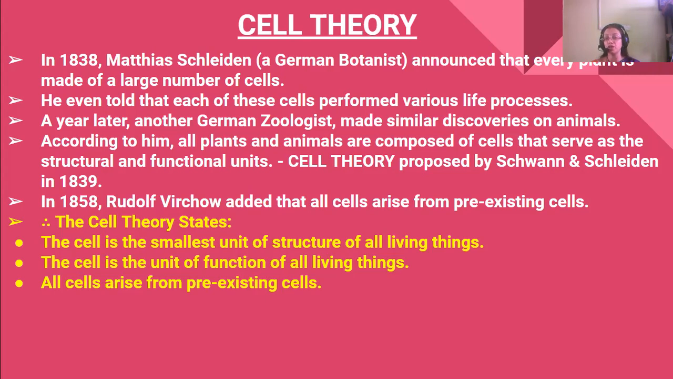In 1858, Rudolf Virchow added that all cells arise from pre-existing cells. Okay, so pre-existing cells are there, and from them new cells arise. So the cell theory, in short, states that the cell is the smallest structural unit of all living things. It's the unit of function of all living things, and all cells arise from pre-existing cells. So this is mainly the cell theory. Okay.